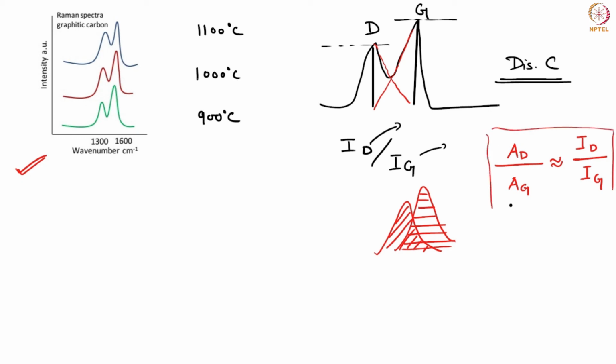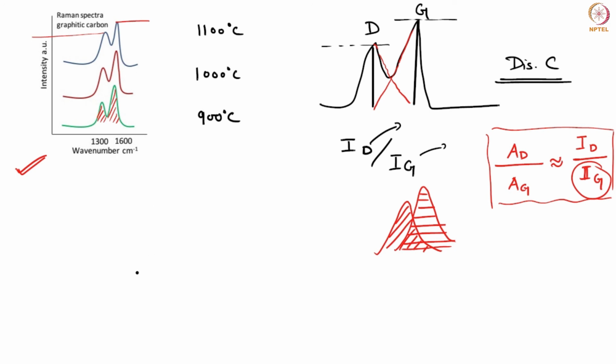You can find if the ratio of the G is increasing. If the intensity of your G peak, intensity or area, is increasing, the ratio might be decreasing if you're taking ID by IG. Okay, and so in that case, you can calculate it using the intensities, the heights of the peaks, or the area of the peak, and then you can find out your ID by IG ratio.